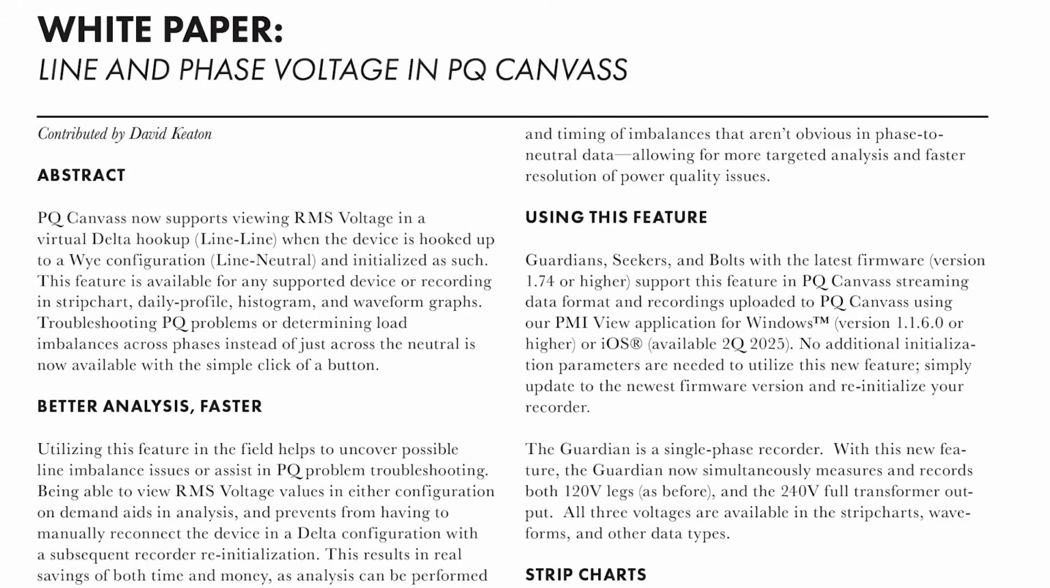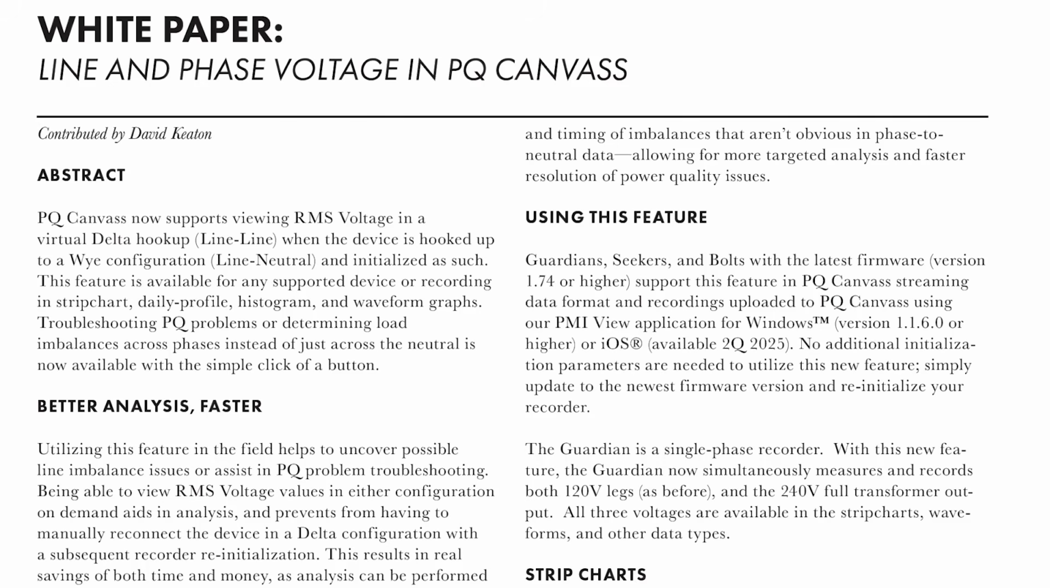And with the Guardian, of course, the Guardian is a single-phase recorder, but with the Guardian, the recorder computes the 240-volt line-to-line voltage across the transformer. So the Guardian traditionally will record line to neutral on two channels. With this enhancement, the Guardian will create a third channel that is across both 120-volt legs, which it generates by subtracting the two voltages on channels 1 and 2 on an instantaneous basis.